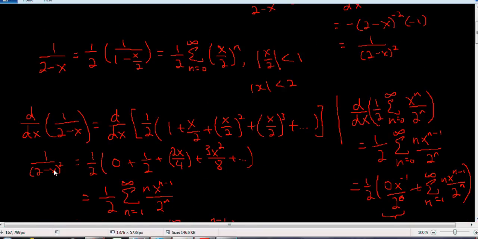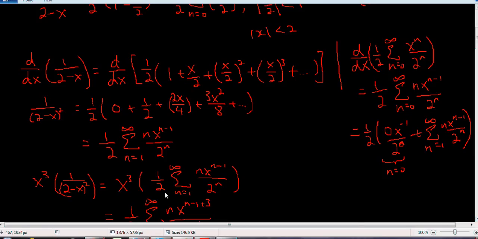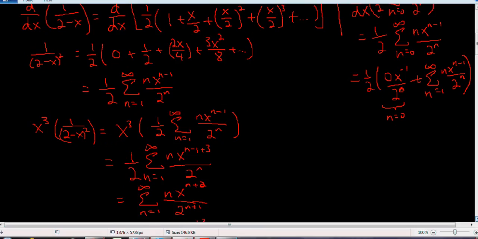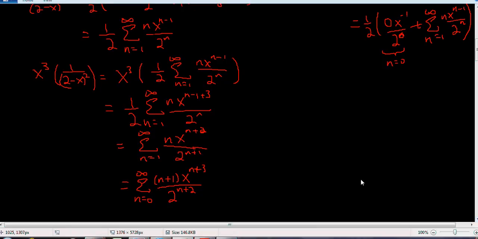So 1 over 2 minus x squared, and then I take the derivative, and I can multiply it into x cubed, and I get exactly what I'm looking for. Right? X cubed is just something I can multiply into the power series, and I do exactly that, and voila, there we go. So that's how you find the power series for this function.